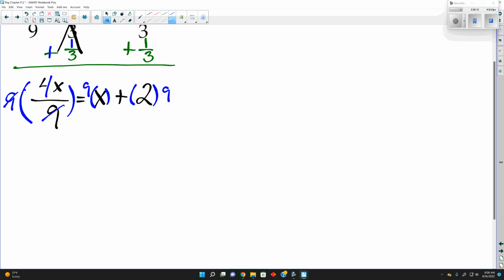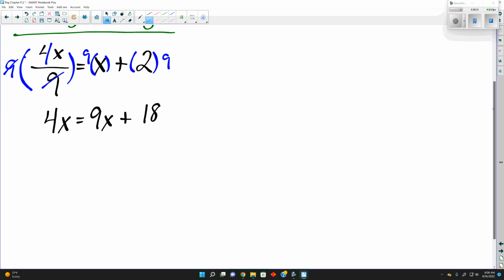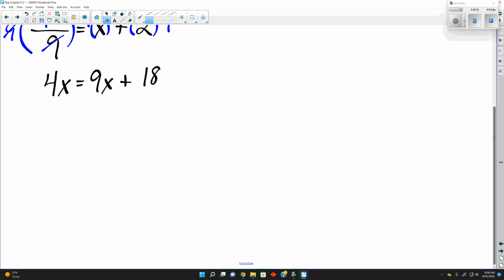We could have done it just like I did in the first one and rewrote it down below as 9 times 4x over 9. But here we know that they cancel out completely, leaving me with just 4x is equal to 9 times x plus 18. Now we're just back to a linear equation.